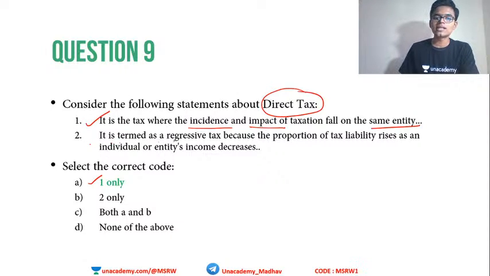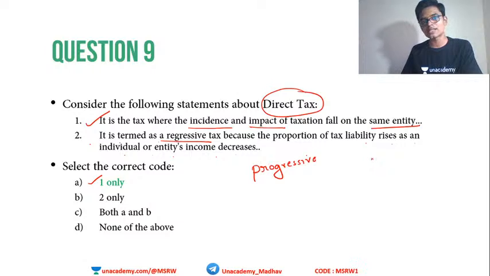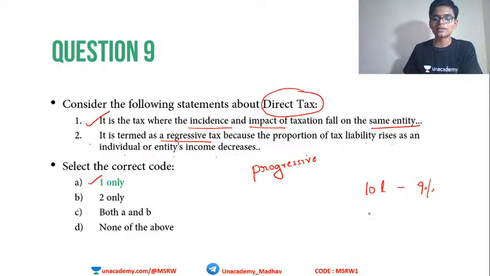Second one, termed as regressive tax because the proportion of tax liability rises as an individual or entity's income decreases. This is wrong. Direct tax is not regressive. Direct tax is progressive. What does this mean? Progressive means as the income increases, the tax also increases. So if the income is say 10 lakh rupees, he will have to pay X. For example, this is only an example, not a real number. Let's say 9% tax. If the income goes to 15 lakhs, then it will be something like 10% or even more. Not the other way around.